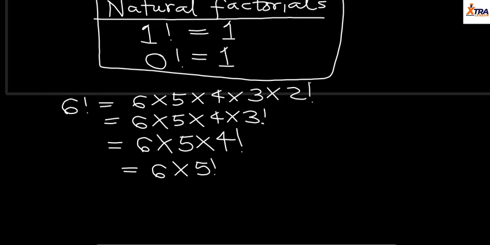So 6 factorial is 6 times 5 times 4 times 3 factorial. It is also 6 times 5 times 4 factorial. It is also 6 times 5 factorial. So these are the ways we can express our factorial, and it is just one of the many ways we can express it.